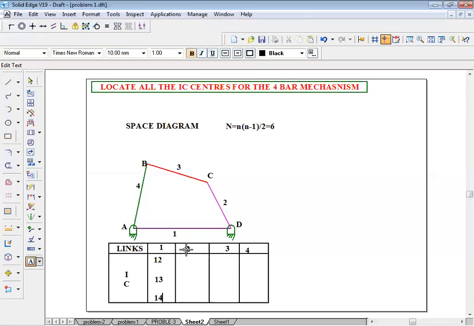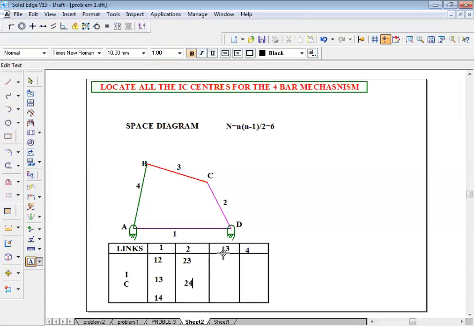Next we go for the second link combination. I21 is nothing but I12, which is already there. We should always go for the forward combination. I22 is not considered, since it is with respect to the same body, as I already told you. Therefore next we go for the combinations I23 and I24.